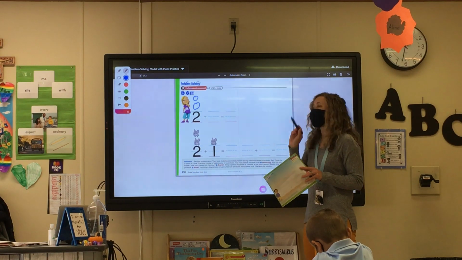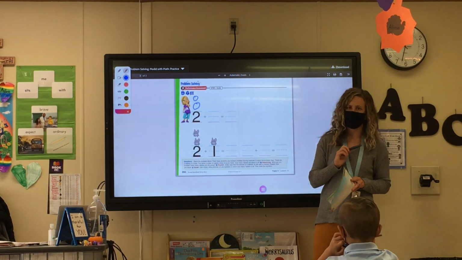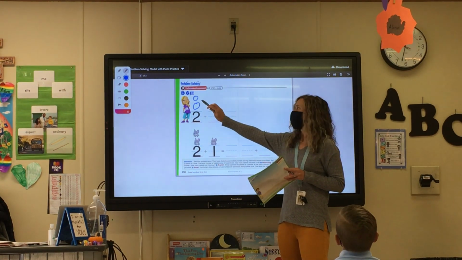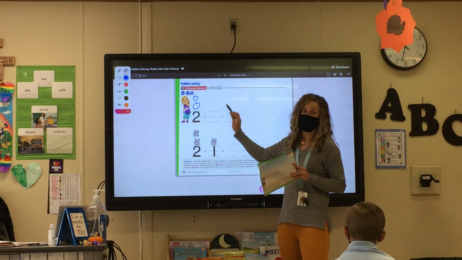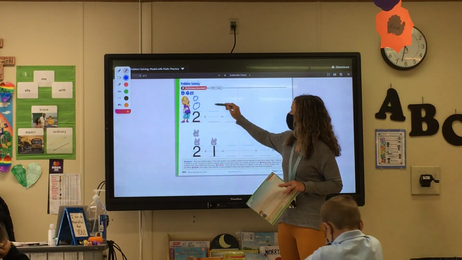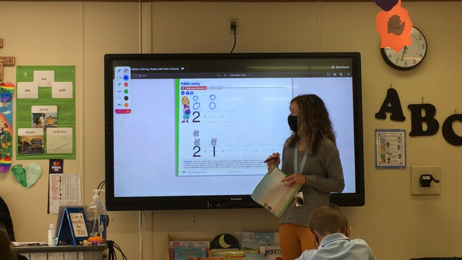All right, the same number of rabbits come to join them. So what's my second number? There's 2 rabbits in a hole, and it says the same number of rabbits come to join. So what's the same number, Brayden? 2. Okay, so let's write it in. So the same number come to join them.